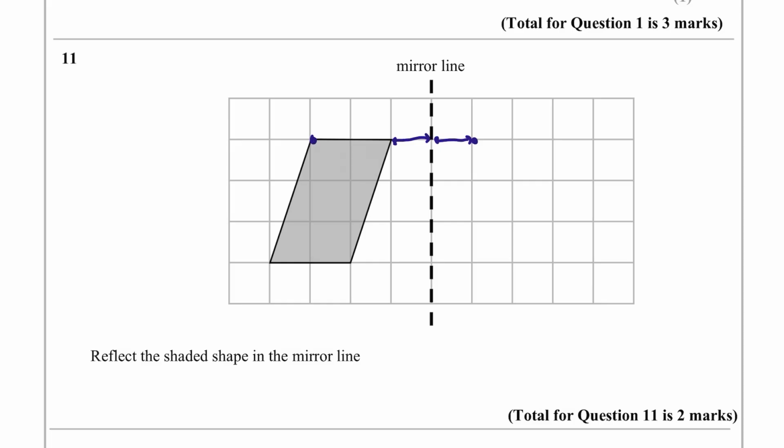Now this point here is 3 squares away from the mirror line, so it's also going to be 3 squares away on this side. This one's 2 squares away, and this one is 4 squares away, so that's going to go there. Joining them up with a straight line, I've got looking like this, and that would be where your shape needs to be for 2 marks there.